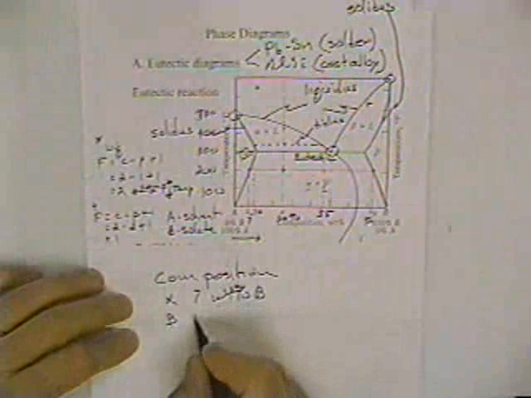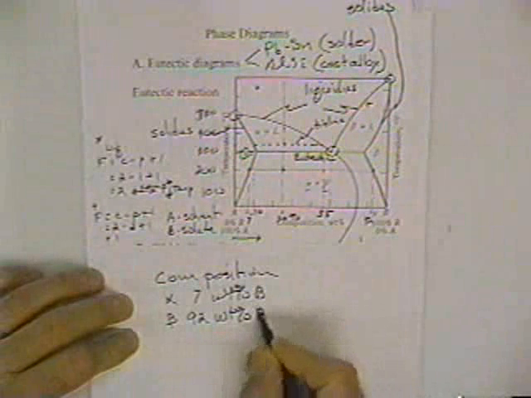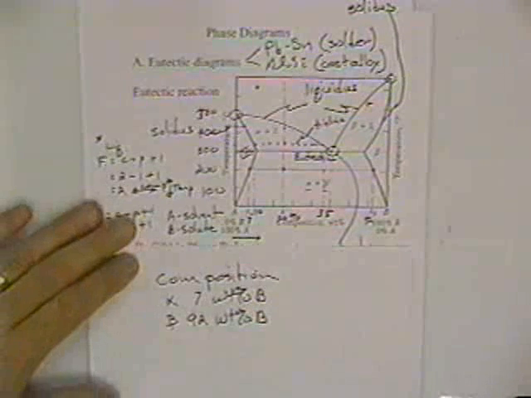And the percentage of B is 92 weight percent B, which says that how much A is dissolvable in B? I hope you're saying 8. 8% A is dissolvable in B. So that would be the compositions.